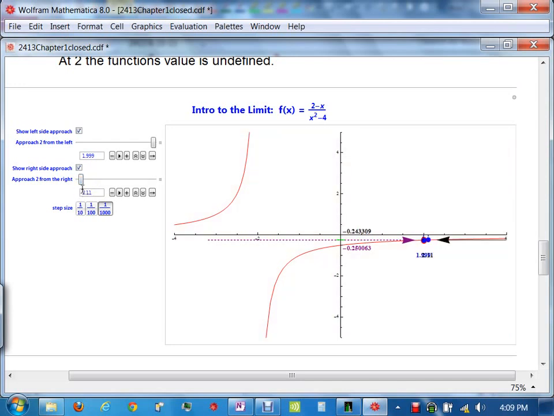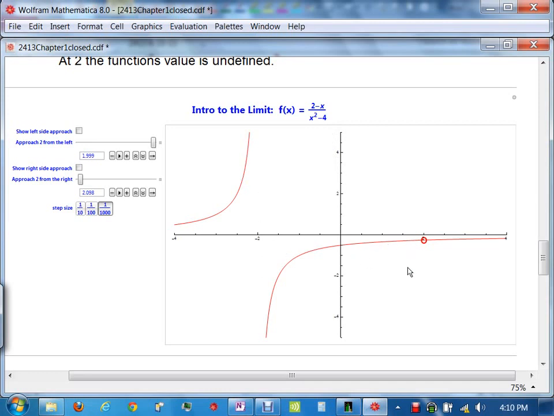Oh, little problem with my code there. Where's it going? Same thing, right? About -0.25. Did y'all see that? What's happening at 2? It's undefined. Look at the function up here. What happens if you try and plug 2 in here? You get 0. You get division by 0. But actually, this is a hole in the graph, not an asymptote.